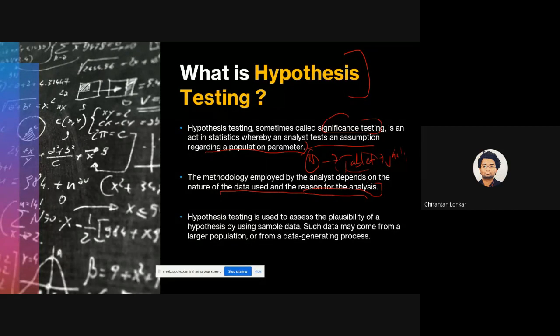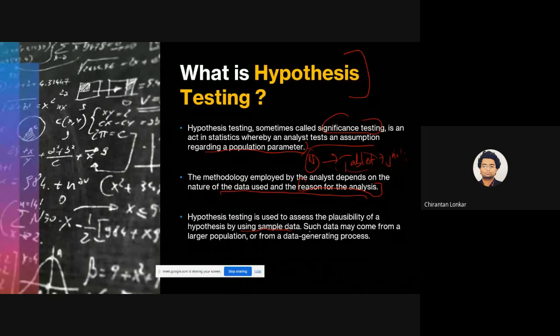What is the reason for the analysis? In our example, what was the reason for the analysis? The reason for the analysis is: what is the claim that I'm making? I am making a claim that, hey, drug A will heal the joint pain 70% faster as compared to drug B. Yes. Hypothesis testing is used to assess the plausibility of hypotheses using sample data.